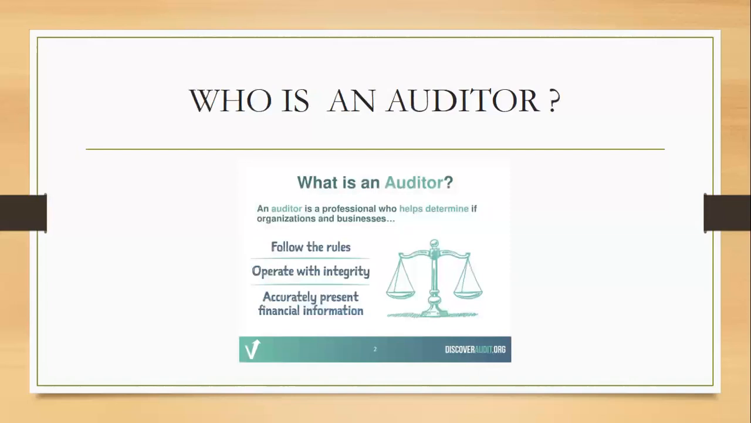So what is an auditor, or who is an auditor? An auditor is a professional who helps determine if organizations and businesses follow the rules, whether they operate with integrity, and that they accurately present financial information. So like I said, there are different types of audits: financial audits, IS audits, environmental audits, compliance audits.